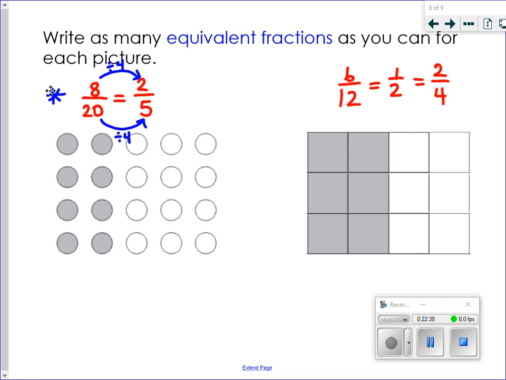If we do that again, let's see if we can divide the top and the bottom again and get a different equivalent fraction. Okay, so if I have 8/20 and I've divided by 4, let's divide by 2. 8 divided by 2 is 4. 20 divided by 2 is 10. So 4/10 would be another one that is equivalent to 2/5 and is equivalent to 8/20. So the rule of thumb is whatever you do to the numerator, whether you multiply or divide, you have to do the exact same thing to the denominator, and you will get an equivalent fraction.